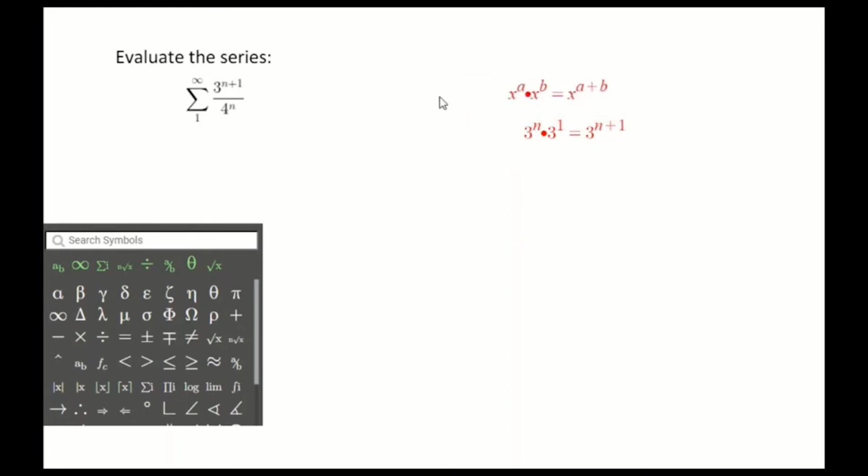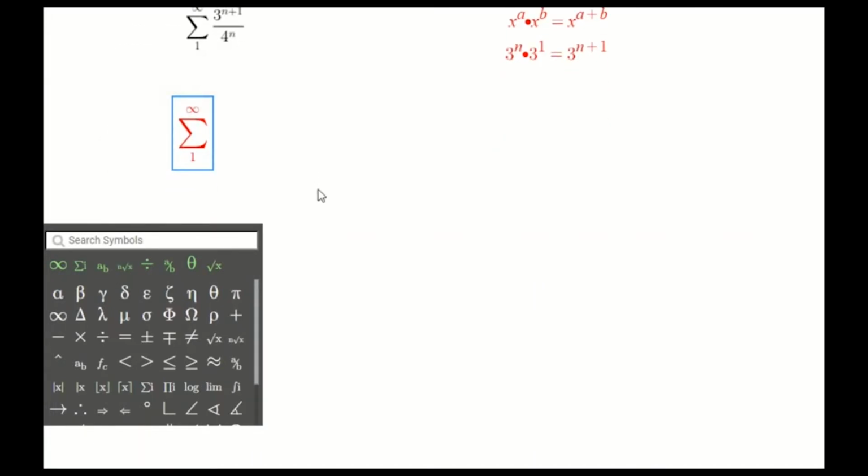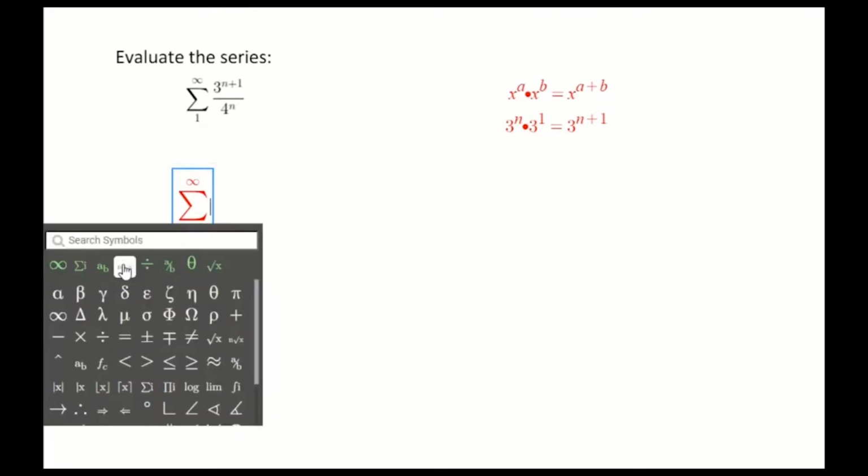Okay, so since we have that, we can rewrite this numerator so that it looks like this. We've got infinity, 1, and then we need a fraction. We've got a fraction symbol around here somewhere. There we go. So we've got 3 to the first, which is 3, times, oh, I just want the times, I don't want all that other stuff.